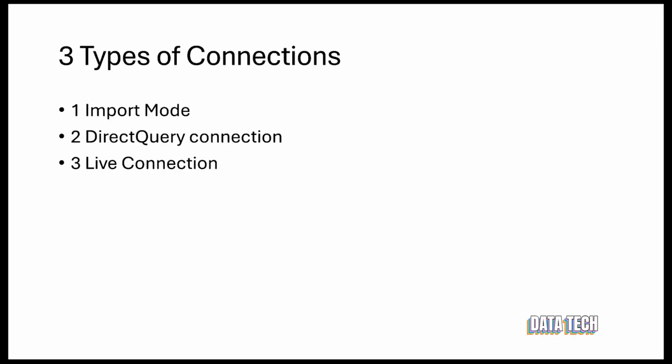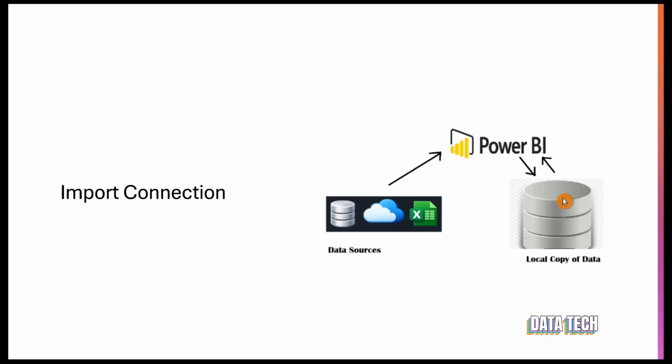Basically, we have three types of connections. The first one is the import mode, the second one is the direct query connection, and the third one is the live connection. In the import mode connection, Power BI directly connects with any data source, and after connecting, it will generate a local copy inside the Power BI virtual machine. While doing any operations and interactions, every time it will generate a query to the local copy of the data, and it won't directly generate the query to the data source.